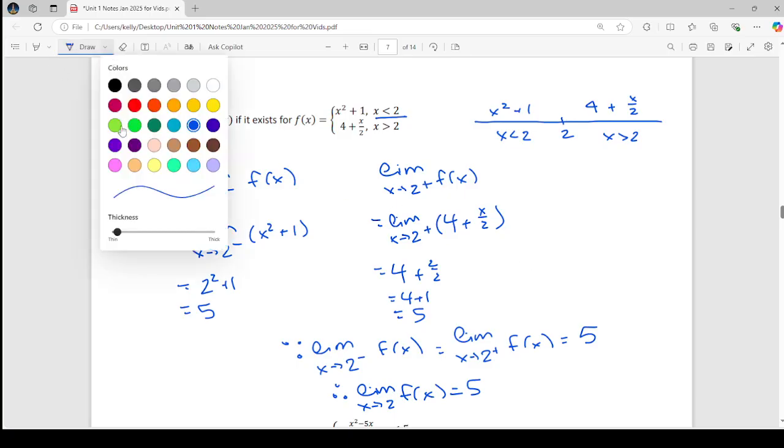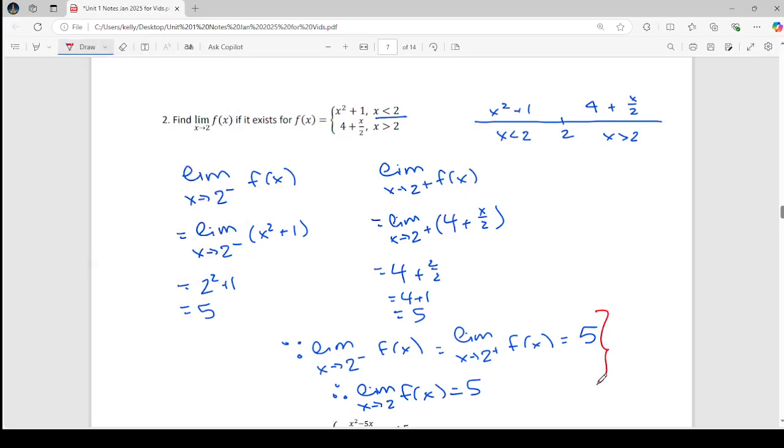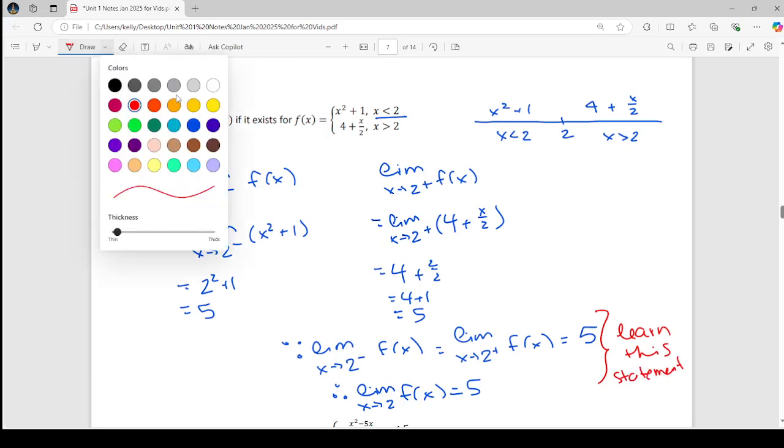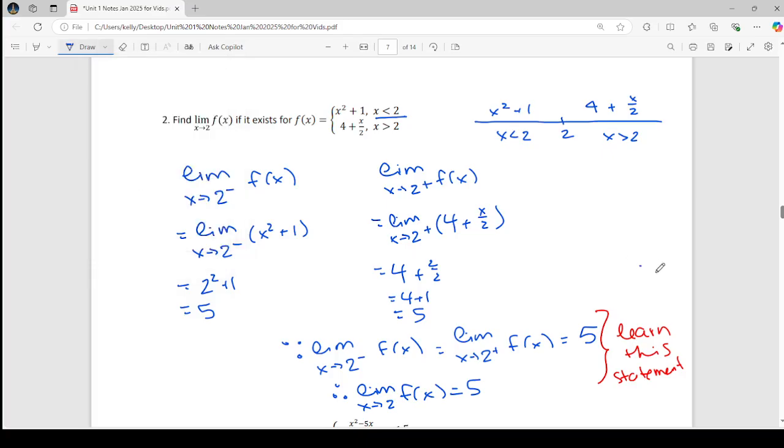For good communication, you need to replicate this statement. This is the logic behind our argument. It's using the definition. Since the limit on the left equals the limit on the right and it equals this certain value, then this overall limit equals that value.